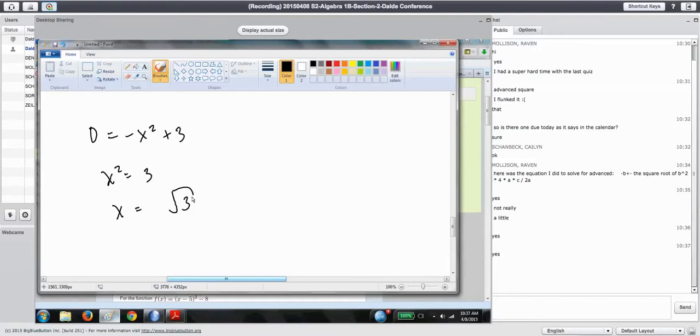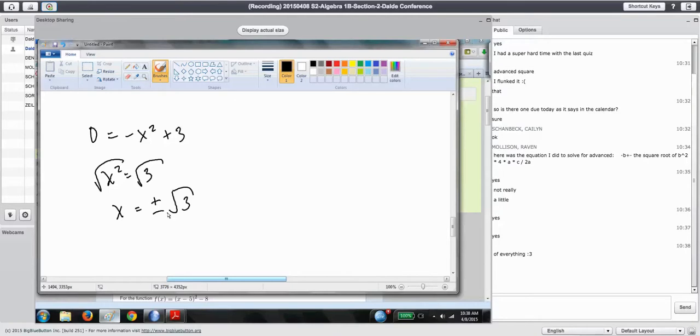Wrong. In order to get x on this side, you had to take the square root of that and take the square root of that. But remember, when you take the square root of both sides, always remember to throw in that plus or minus in there. Yes, you need that plus or minus.